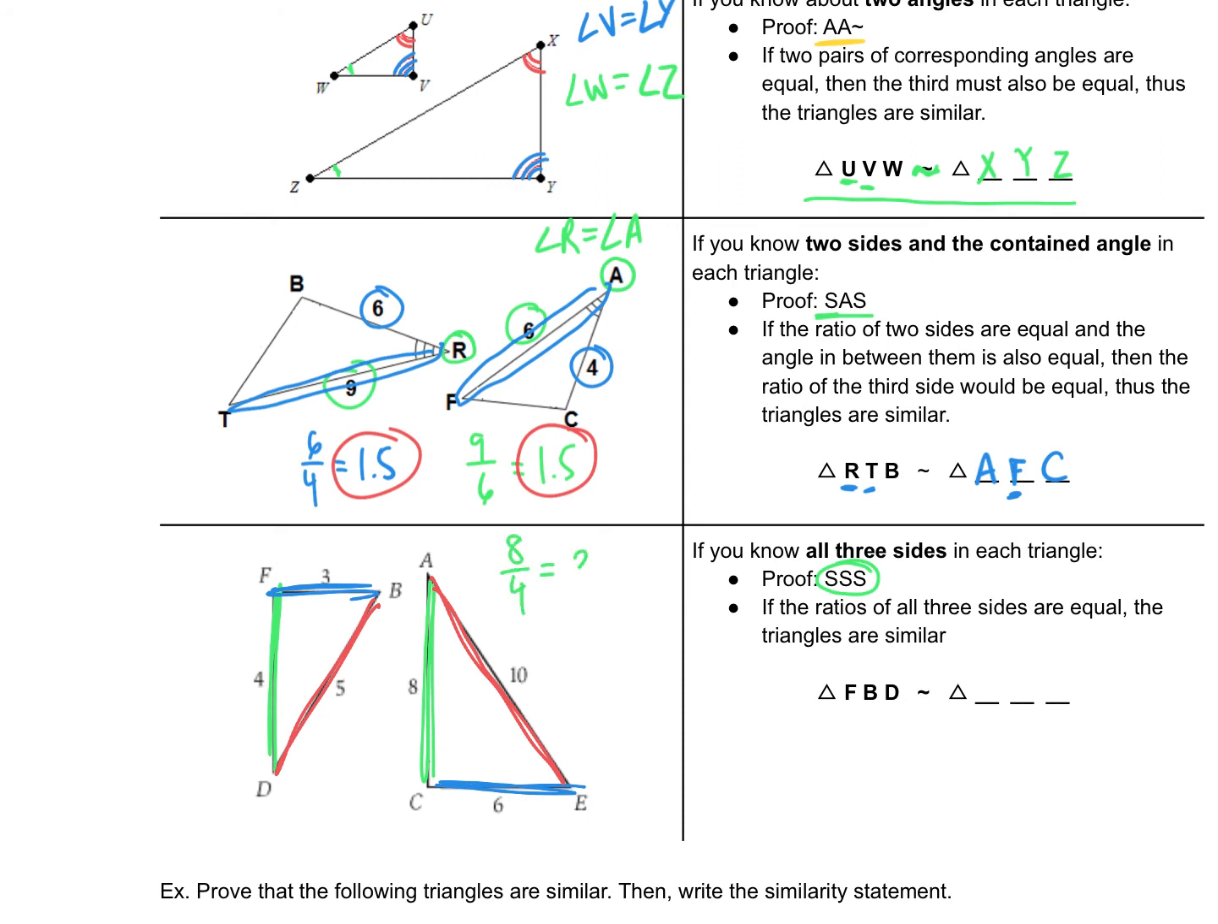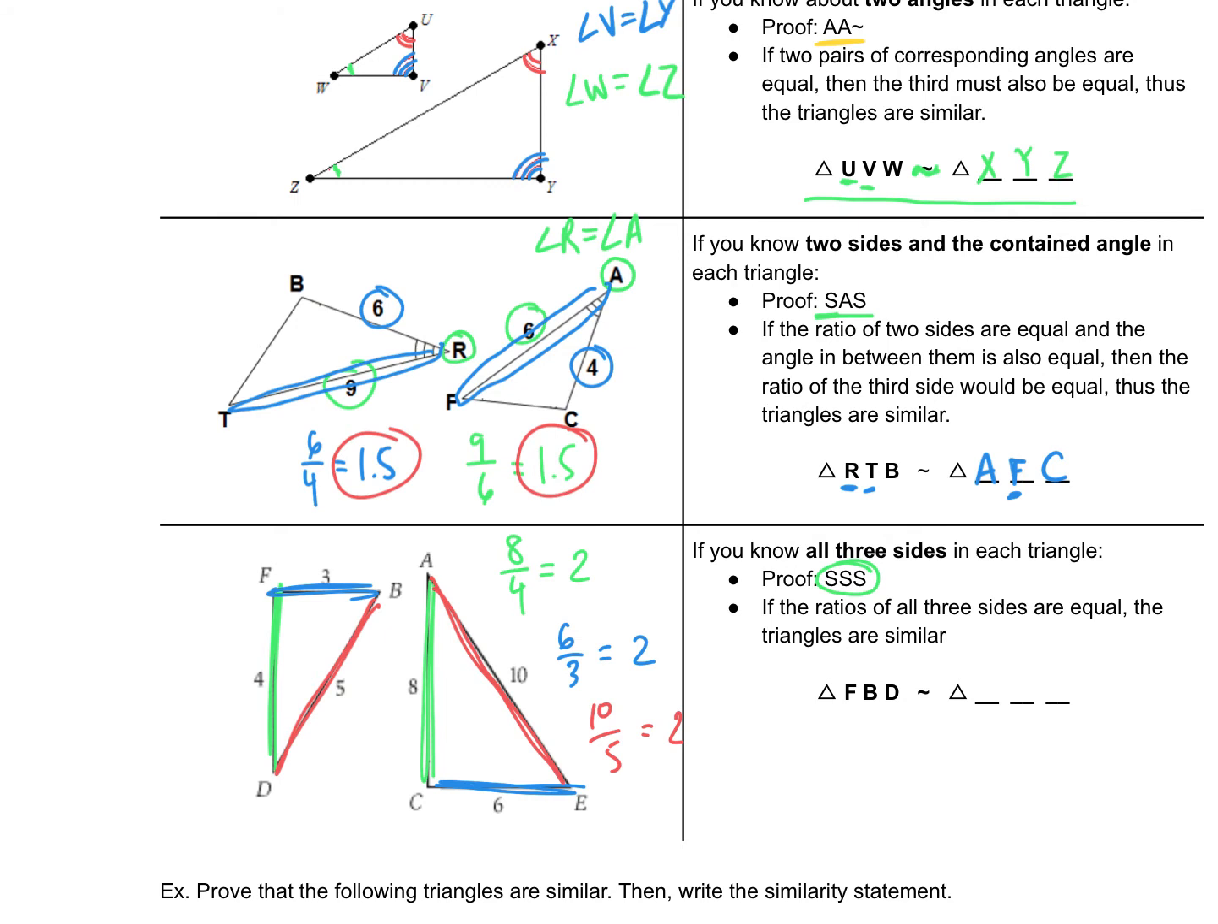So 8 divided by 4 is 2. My blue pair, 6 divided by 3 is 2. My red pair, 10 divided by 5 is 2. The numbers all match. This is similar. That's all the work you need to show to prove that it's similar. And now we write our statement.